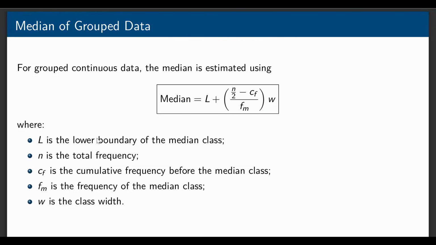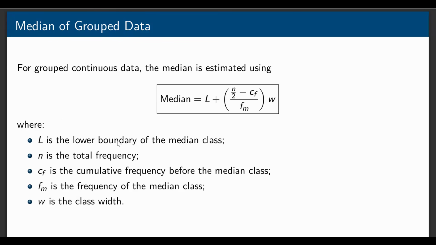What about the case of having grouped data? How do you estimate the median when you are not given individual data points, but you are given a table which has grouped data points? There is a way, and you have to apply a formula. This is the formula. Median is equal to L plus everything you have here. We're going to define each of the variables in this formula.